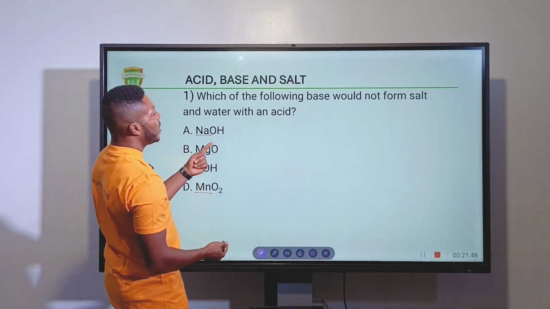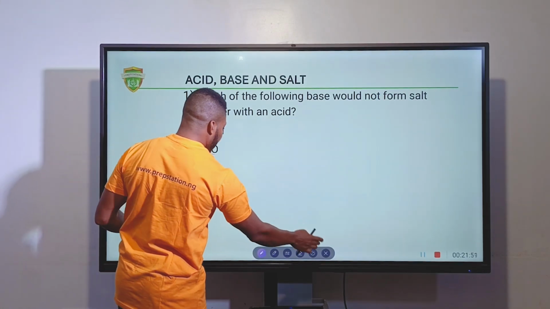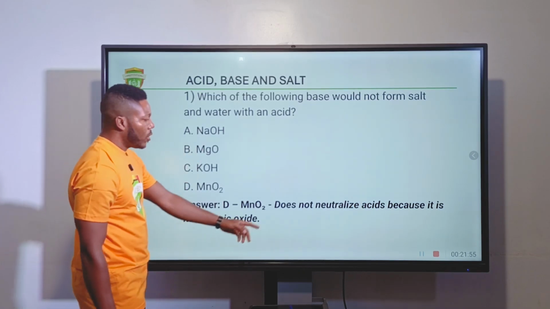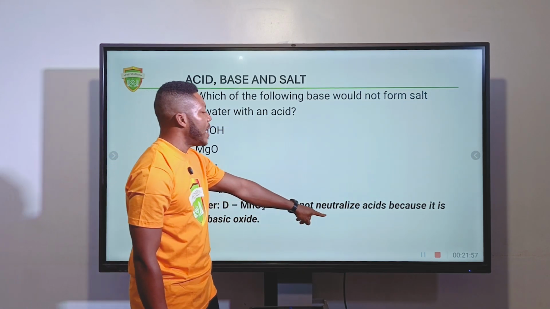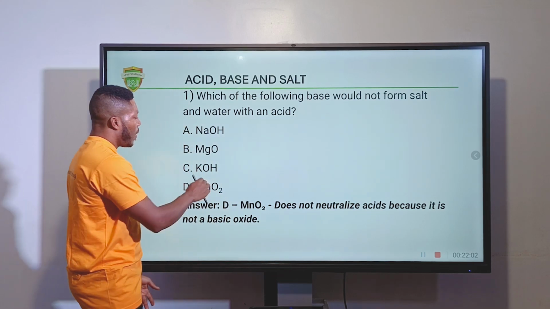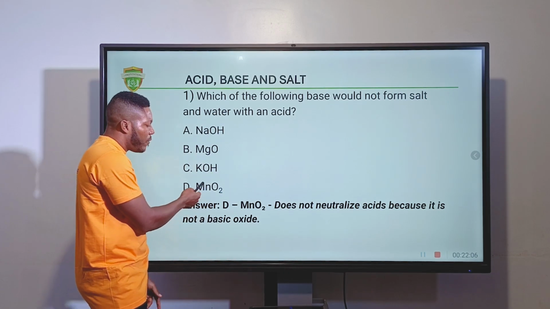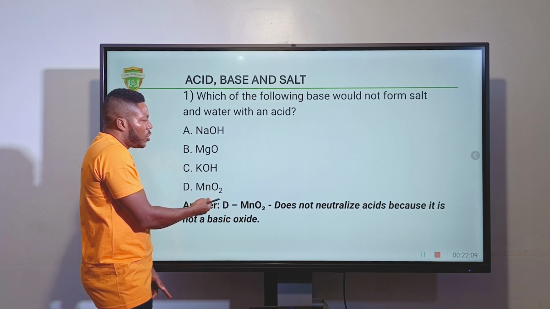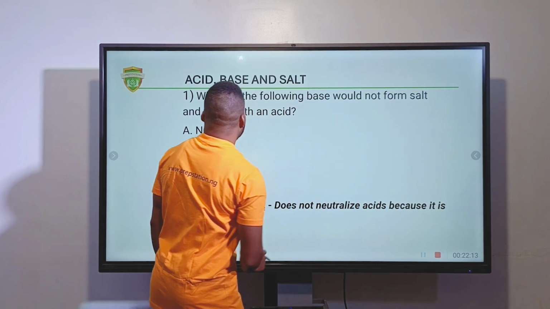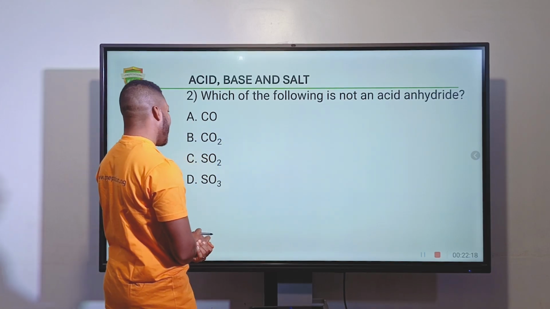They say which of the following bases would not form salts. So the answer there is D. Is that okay? Not the metals of group 1 or group 2 or group 3. MnO2 does not neutralize an acid because it is not a basic oxide. All of these are basic oxides. And also, secondly, this is a transition metal, not a normal metal of group 1, group 2, or group 3.